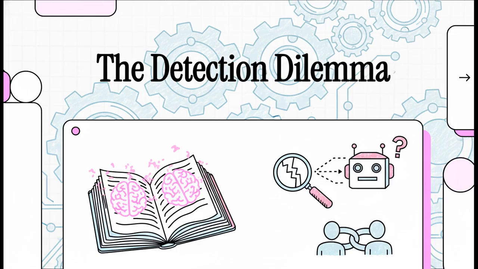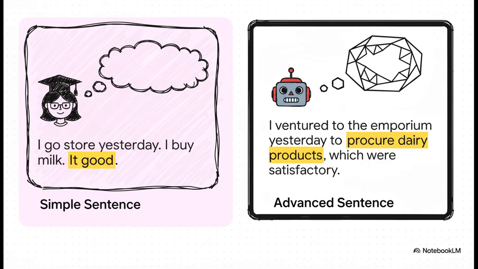Let's get into it. All right, just look at these two sentences for a second. On the left, you've got something simple, pretty direct, maybe a few little grammar mistakes. "I go store yesterday, I buy milk, it good." And then on the right, totally different. Super complex words, perfect sentence structure. "I venture to the emporium to procure dairy products." Wow. They're talking about the exact same thing, but man, the styles are just worlds apart, right?